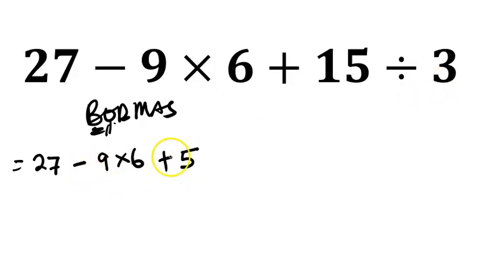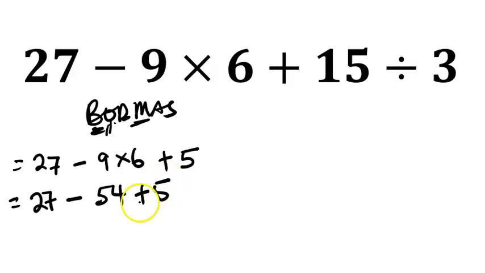So you are left with subtraction, addition, then multiplication. So according to BODMAS, multiplication will come first. So we have 27 minus 54 plus 5.